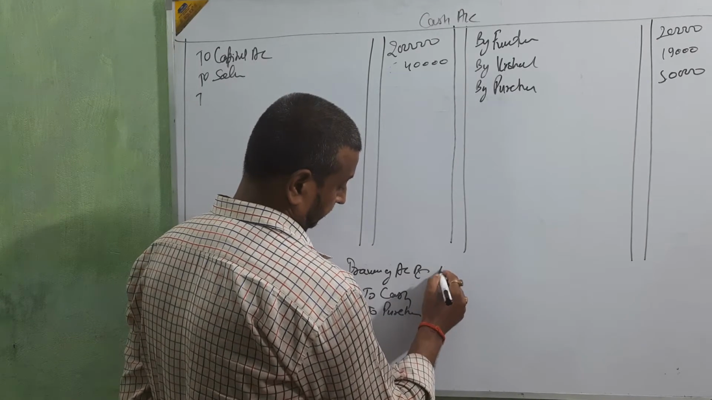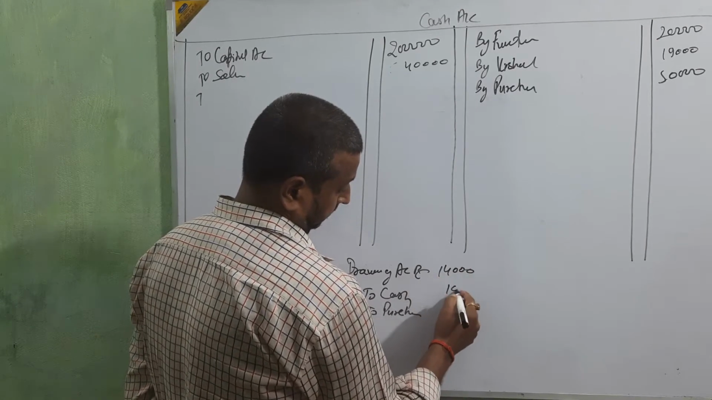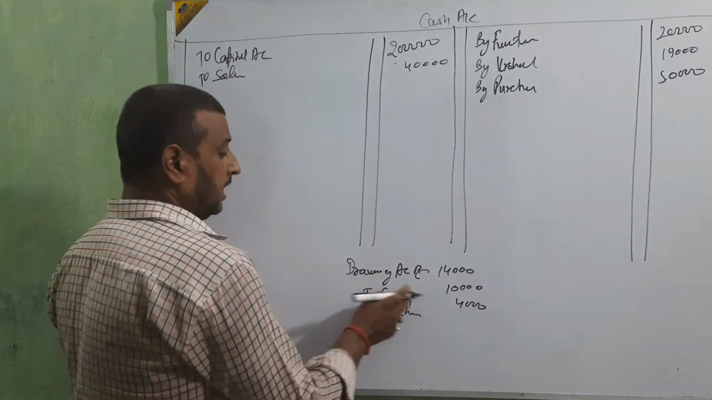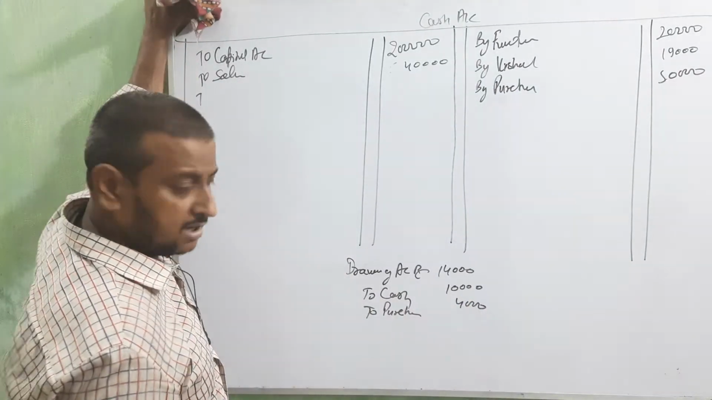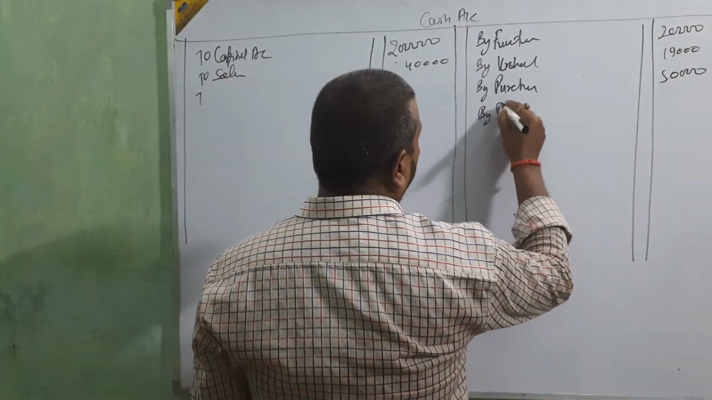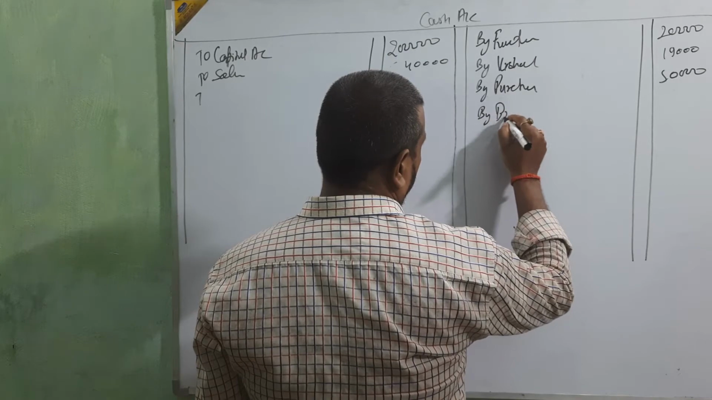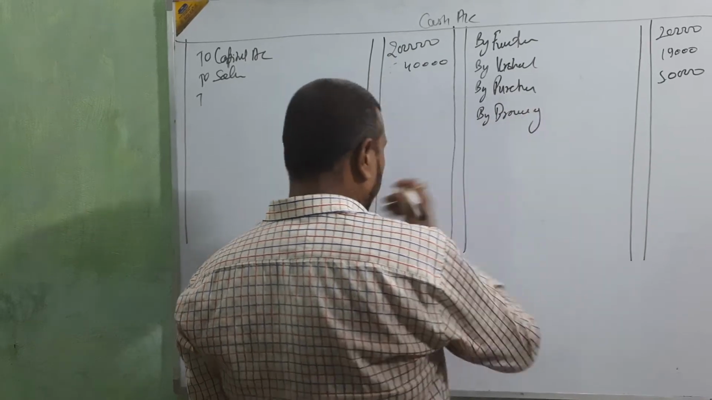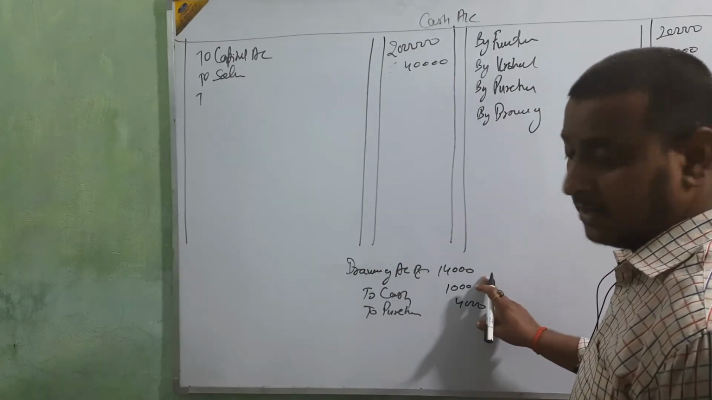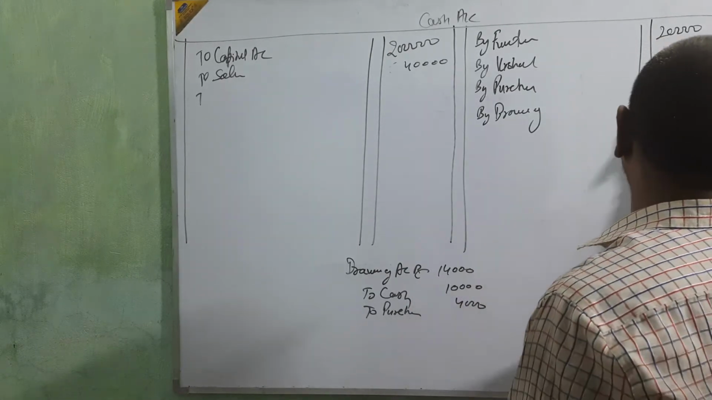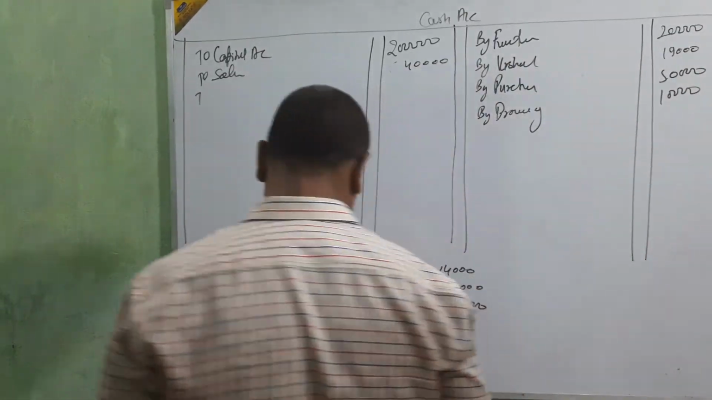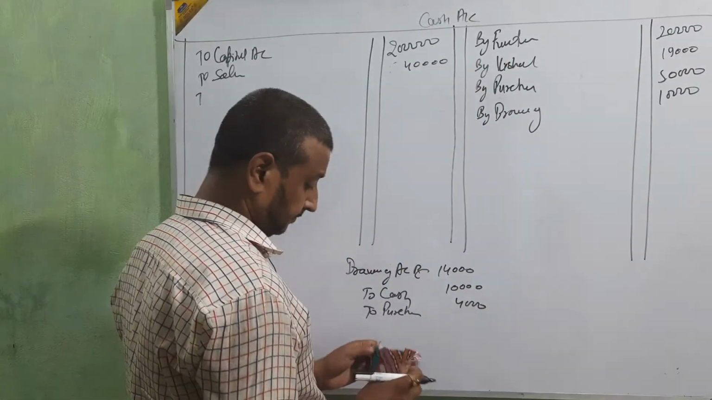14,000 drawing account, to cash account 10,000, to purchase account 4,000. Entries like that. So here cash is what? Credit. So that drawing will credit. We are not going to take the 14,000. We are going to take the 10,000. Clear beta? How to post it? Okay, next.